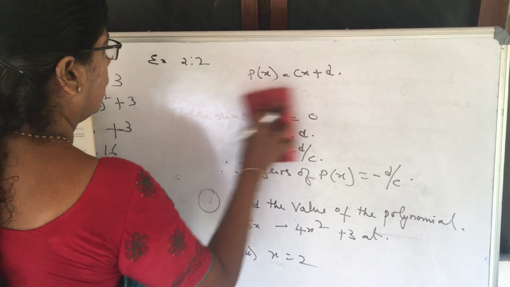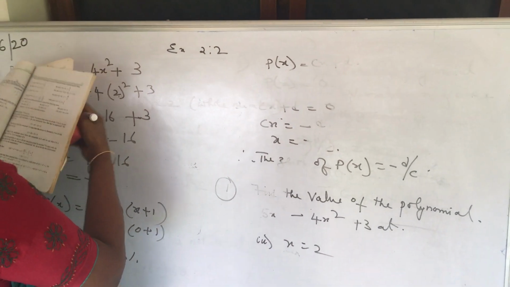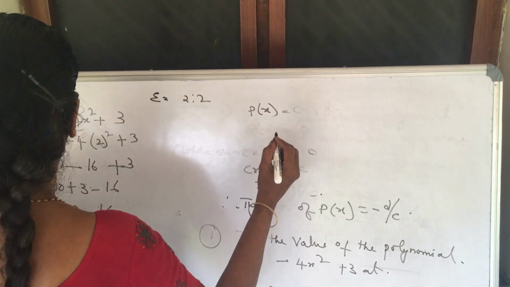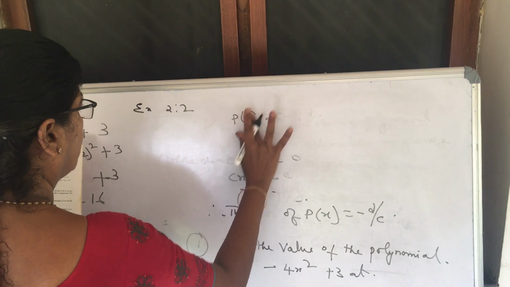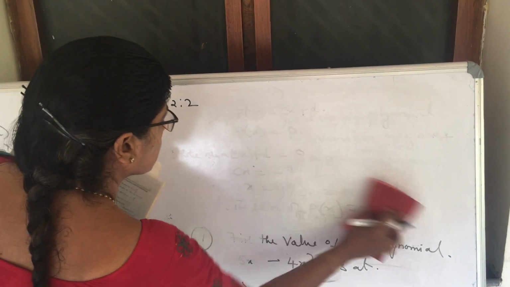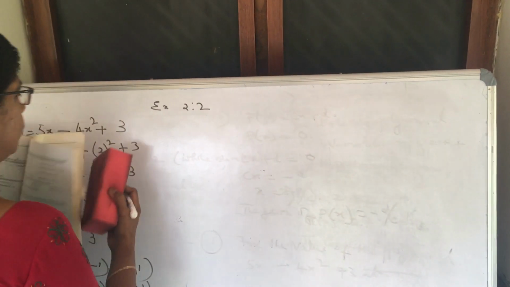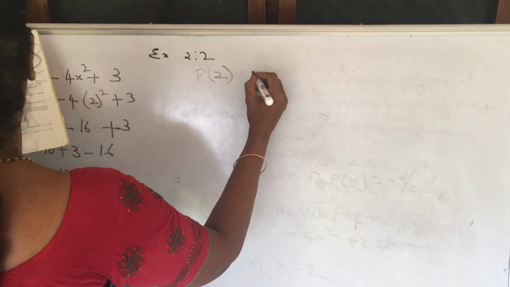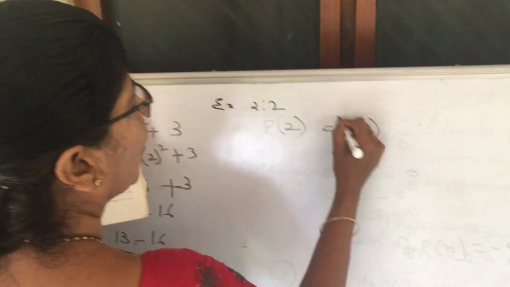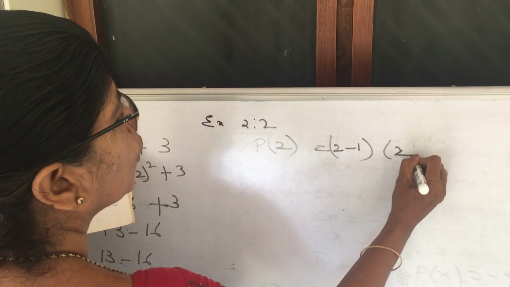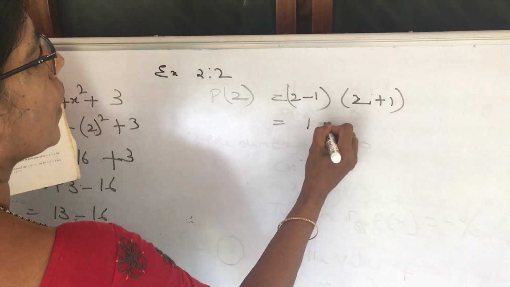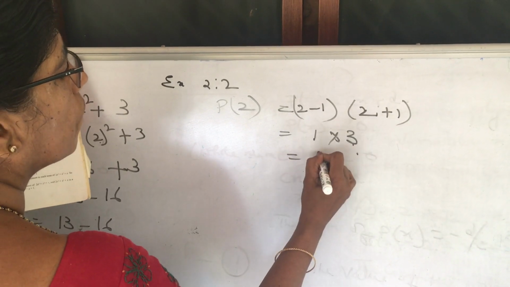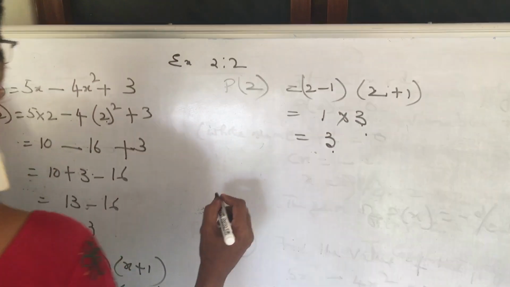Third value is P of 2. The third value, girls, is P of 2. 2 minus 1 into 2 plus 1. What is 2 minus 1? 1. 2 plus 1, 3. 1 into 3 is 3.